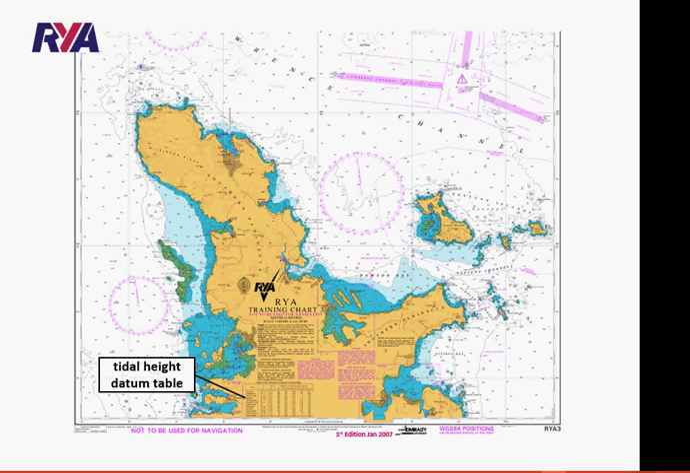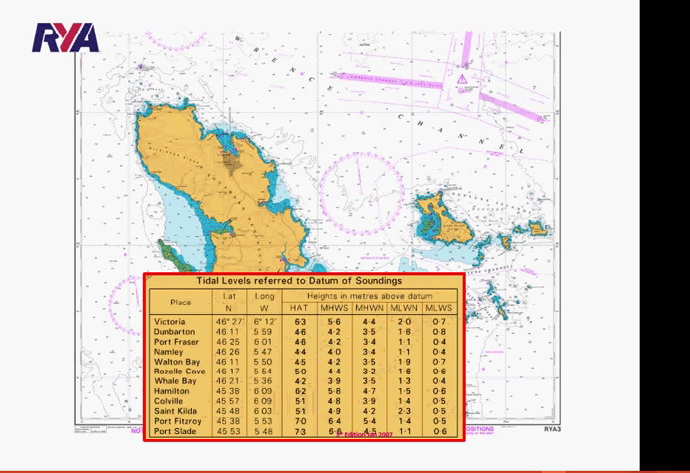Tidal heights and a datum of soundings there. This is giving us information on the major ports on the chart. It gives us their position in a lat and long, and also then gives us the average or mean high water and low water tide heights. You'll see there's also something called HAT, which is the highest astronomical tide. Mean high water springs, mean high water neaps, mean low water neaps, and mean low water springs. We will be looking at tidal heights a little later.